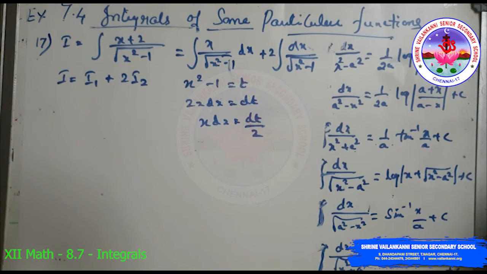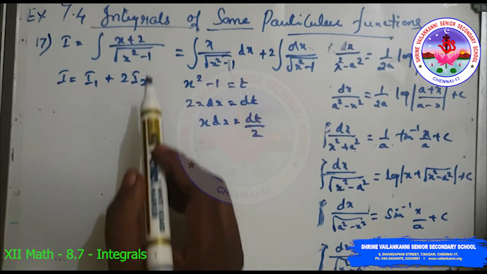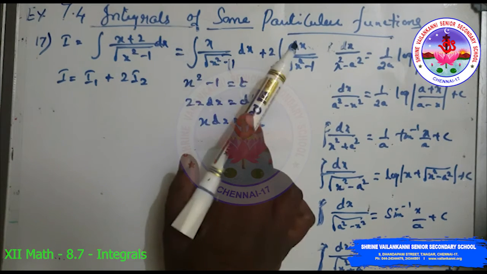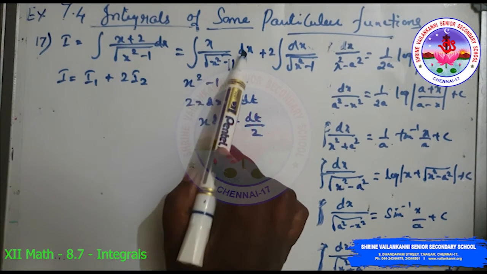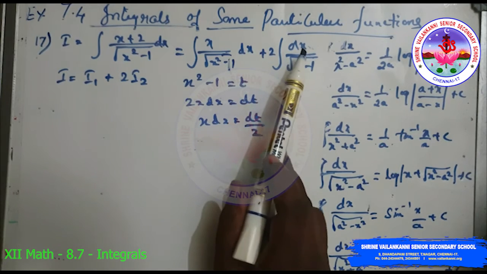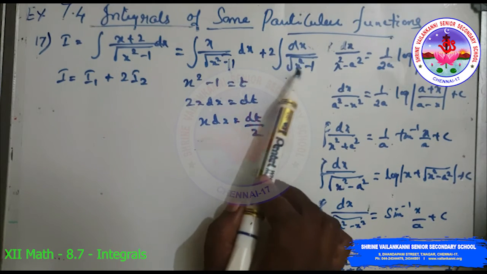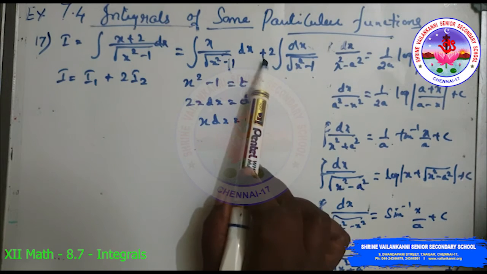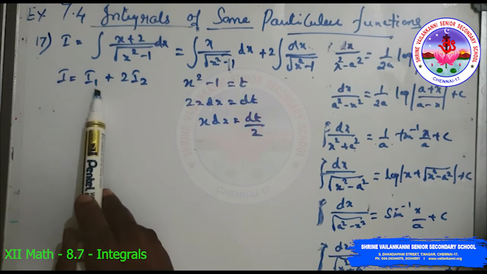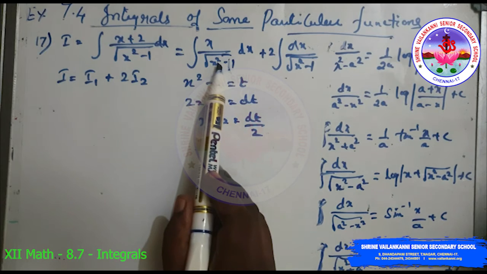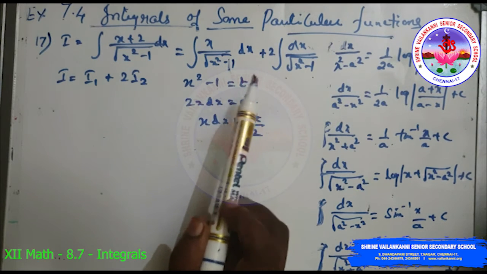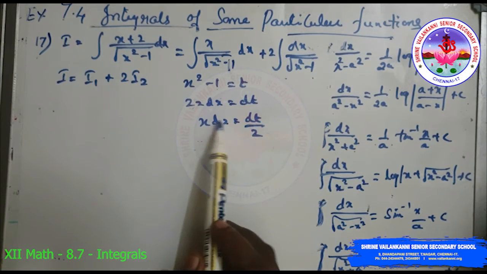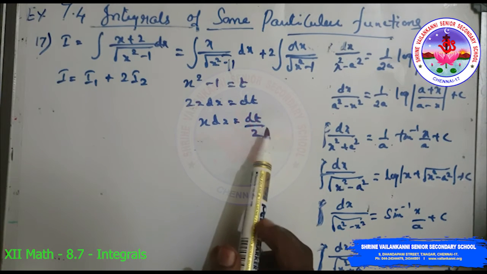17th question, let I equal to the integral of (x plus 2) by root of x square minus 1 into dx. I am separating this as two integrals: integral of x by root of x square minus 1 dx, plus integral of 2 into dx by root of x square minus 1. I am taking this as I1 and this as 2 into I2. So I equals I1 plus 2 into I2. Here x square minus 1 taking as t. So when we differentiate we get 2x dx equal to dt. So x dx is dt by 2.